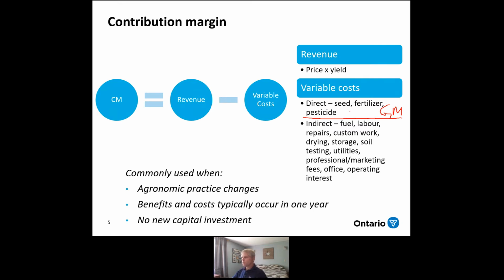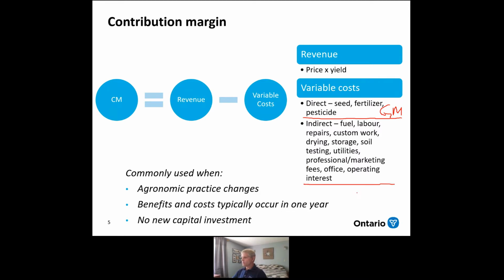So this is the seed, the fertilizer, and the pesticide. So this is the gross margin, and this just demonstrates that writing with a mouse is challenging. It's not exactly the greatest penmanship, but this is the gross margin.